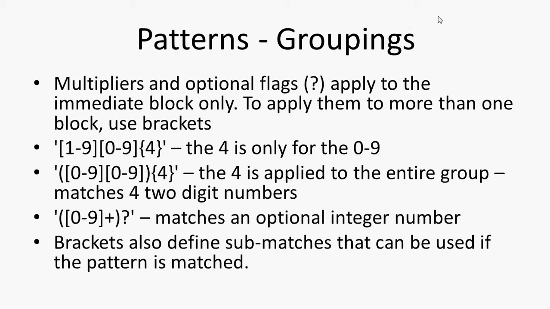So the next thing to look at is groupings. A grouping is really just a whole block of pattern inside some brackets. What this allows you to do really is two things. It allows you to apply things like multipliers to more than one term at a time. So in that first example, that 4 multiplier is only applied to the 0 to 9 because that's the immediate preceding term. Whereas if I put brackets around the two preceding terms and then put the 4, then the 4 applies to the whole block of those two character classes.